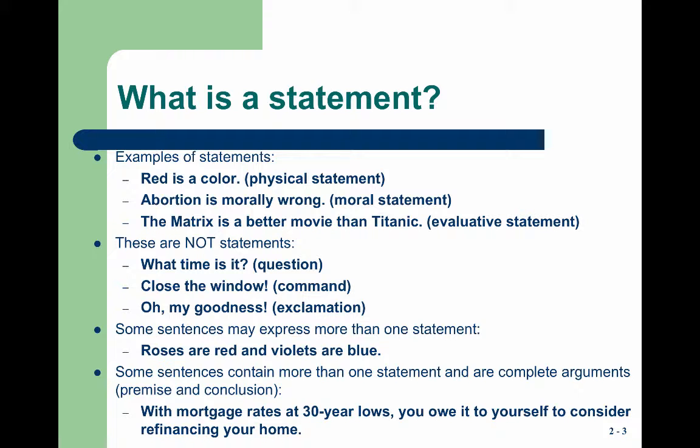As you can see here, some sentences express more than one statement, as in "roses are red and violets are blue." The first statement is "roses are red," and the second statement is "violets are blue." Also, some sentences are complete arguments in and of themselves, as the example here. With mortgage rates at 30-year lows, you owe it to yourself to consider refinancing your home. The premise of the argument is the first part of the sentence, the evidence or reason. With mortgage rates at 30-year lows, that leads us to the conclusion. You owe it to yourself to consider refinancing your home.